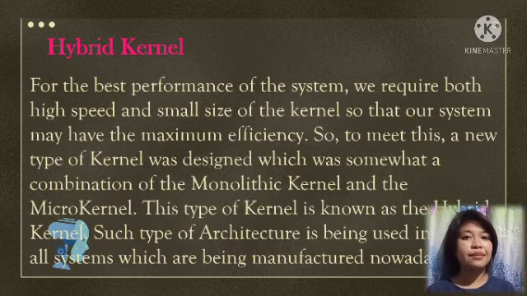Last one is the hybrid kernel. For the best performance of the system, we require both high speed and small size of the kernel, so that our system may have the maximum efficiency. To meet this, a new type of kernel was designed which was somewhat a combination of the monolithic kernel and the microkernel. This type of kernel is known as the hybrid kernel. Such architecture is being used in almost all systems which are being manufactured nowadays.